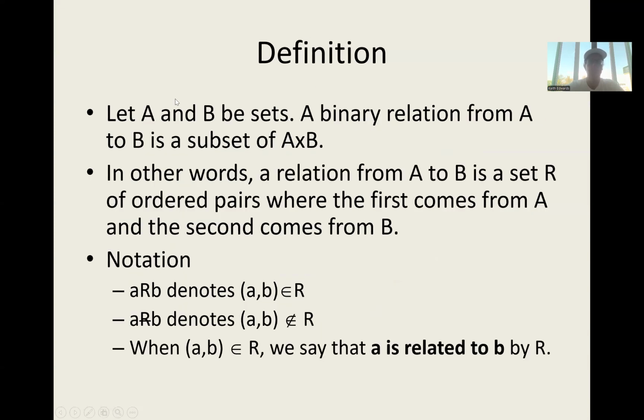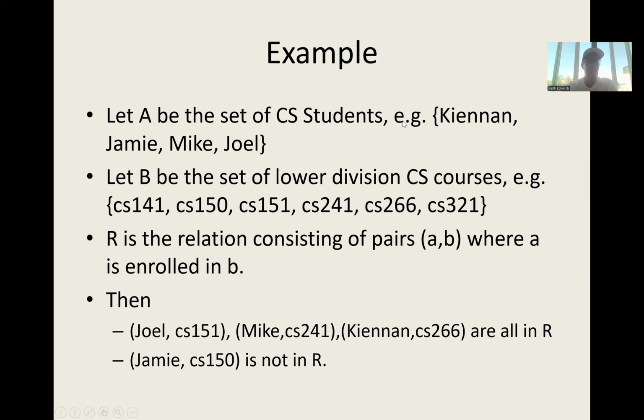So let A and B be sets. A binary relation from A to B is a subset of A cross B. In other words, a relation from A to B is a set R of ordered pairs where the first comes from A and the second one comes from B. So aRb denotes that (a, b) is a member of that relation. A with R with the cross out indicates that (a, b) is not a member of that relation. When (a, b) is a member of R, we say that a is related to b by R, the relation.